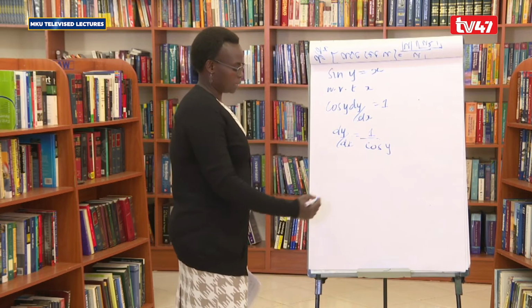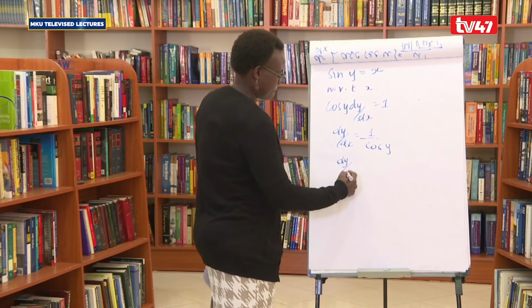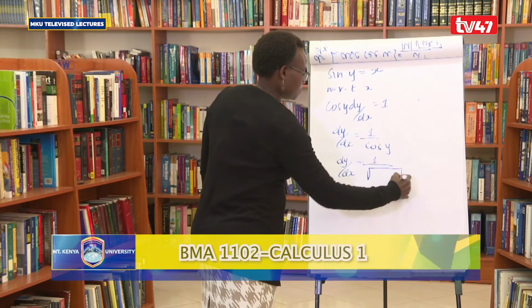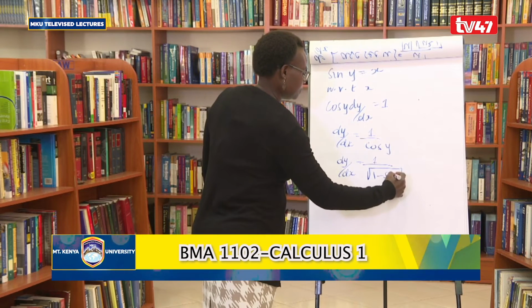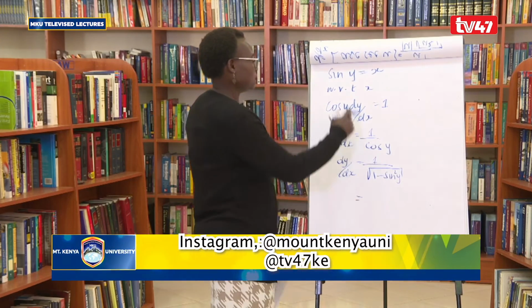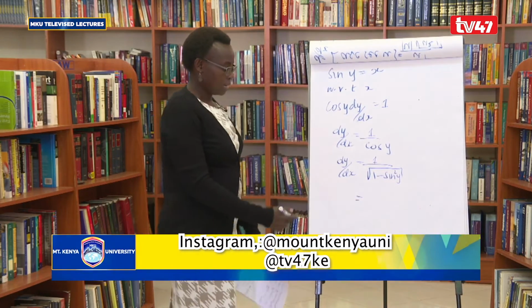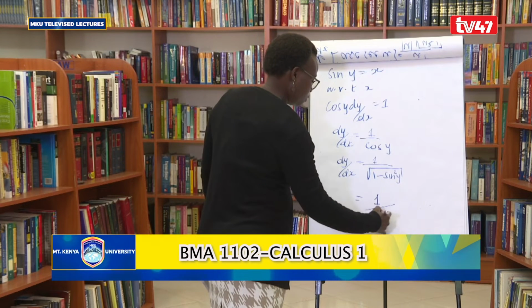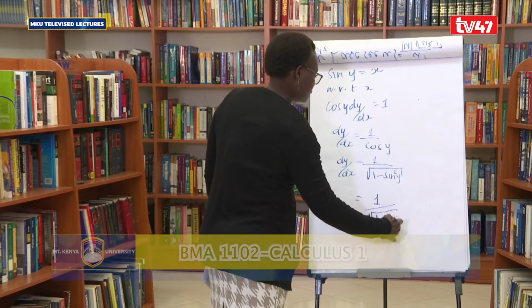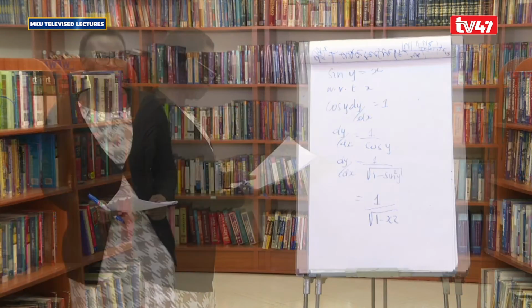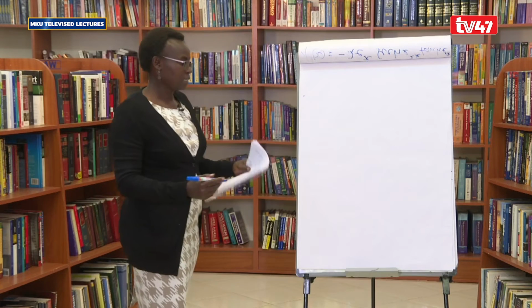But we know that cos y is going to be the square root of 1 minus sine squared y. And then we know that sine y is x, so that would give us 1 over square root of 1 minus x squared. Then we move to the last example on this.